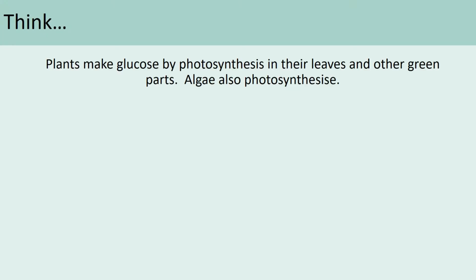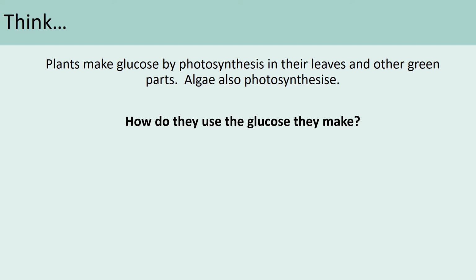Okay, so plants make glucose by photosynthesis, and it's also done by algae, which technically doesn't come under the plant group, but both of them photosynthesize and they use the pigments in their leaves to do that. But how do they use the glucose they make, which was the question asked at the beginning of the lesson? There are lots of different things that they use glucose to make.